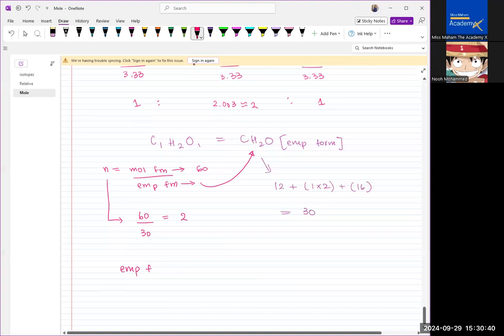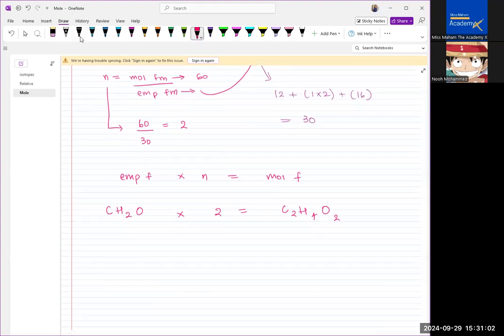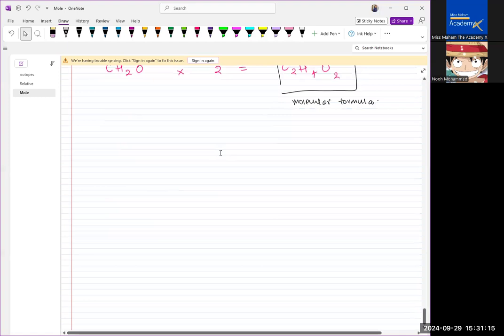So n turns out to be 2. So empirical formula times n gives us the molecular formula. Empirical formula is CH2O, n equals 2, so the molecular formula turns out to be C2H4O2, right? You get it? Yes. Now I'm going to write the next question and you will be solving it.